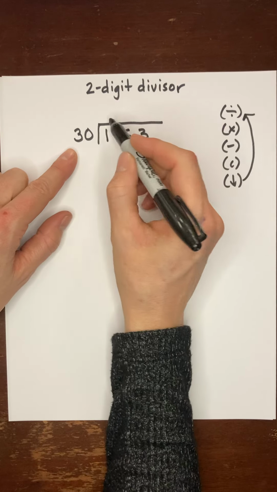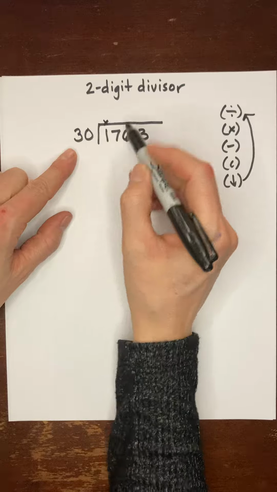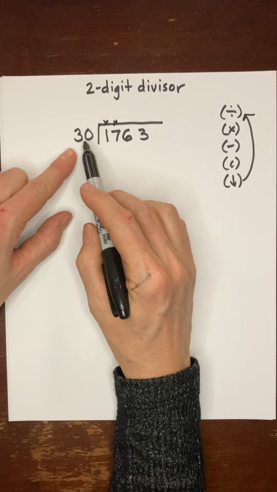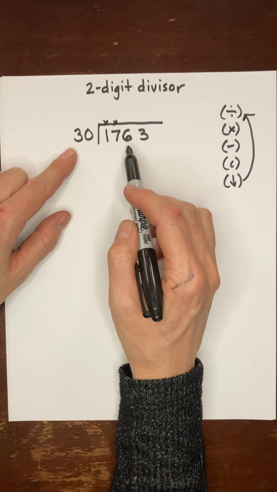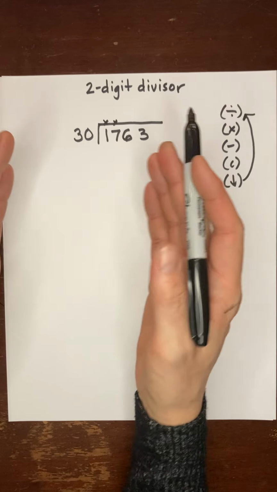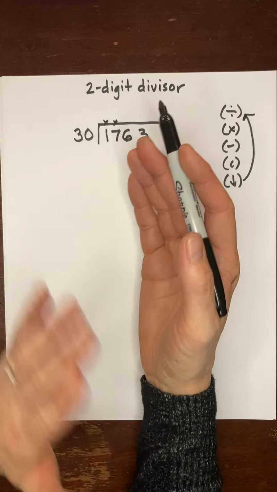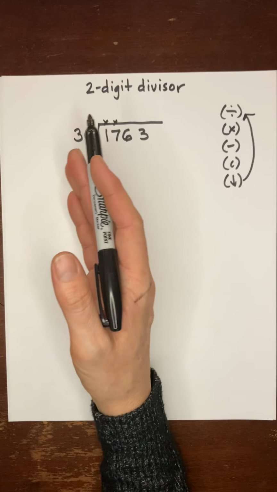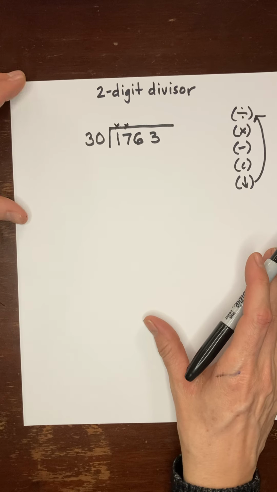Okay, for our last example, we're going to do one where our 2-digit divisor does not go into the first 2 digits. So it doesn't go into 1, 30 cannot go into 17. So now we have to do 30 into 3 digits to start off with. Again, if we know our times tables, this will be a lot easier, but let's look at what we can do if we don't have that knowledge already built in.